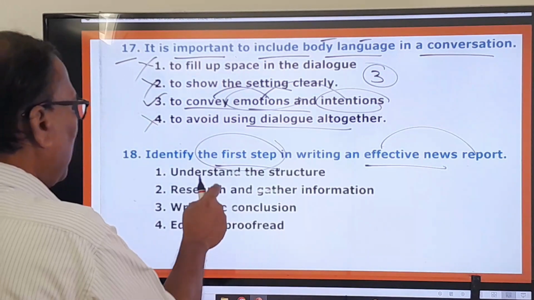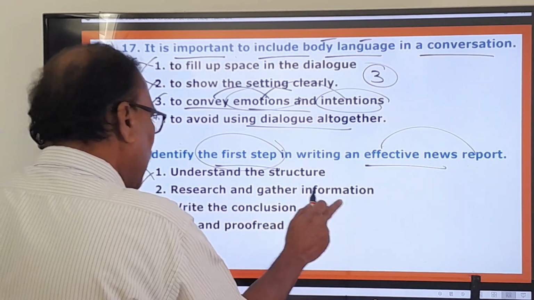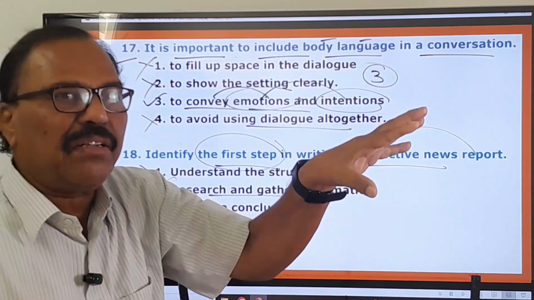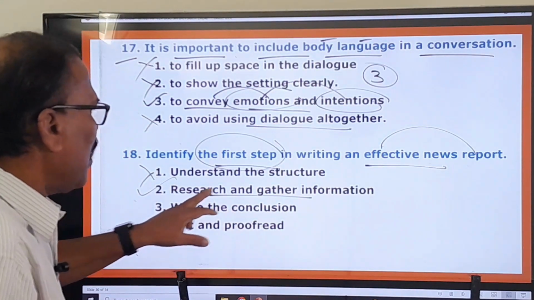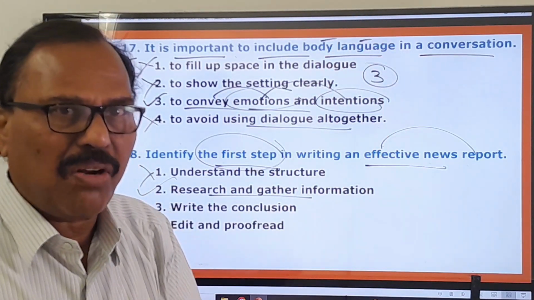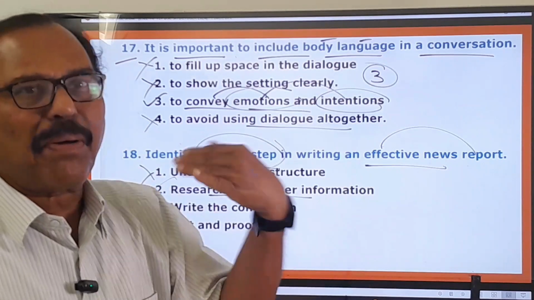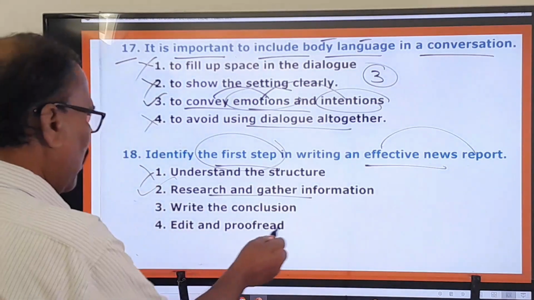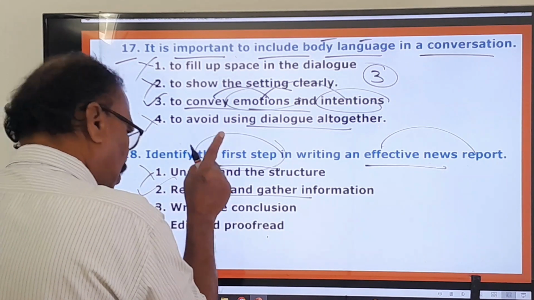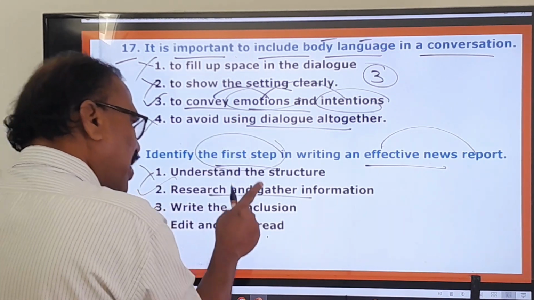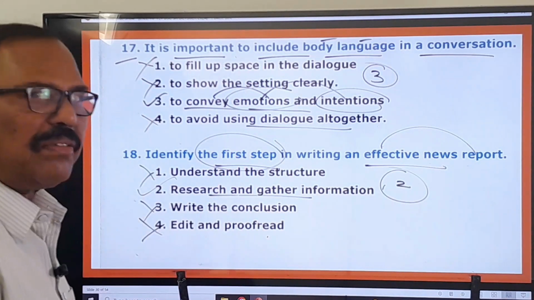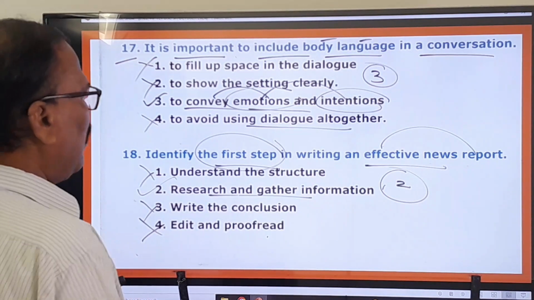Understanding the structure? No. Research and gather information. This is the very first one. They move about the city or town, and they research and gather information. After gathering information, they arrange it in a systematic order and send it to the publisher. The publisher will publish it in the newspaper. Write the conclusion? No. Edit and proofread? No. So the first one, third one, and fourth one are wrong, and only the second one is the first step or first requirement for writing an effective news report. So your answer is the second one. Now we move on to other questions.